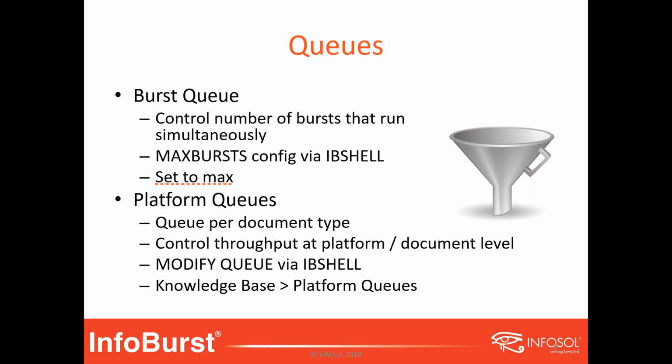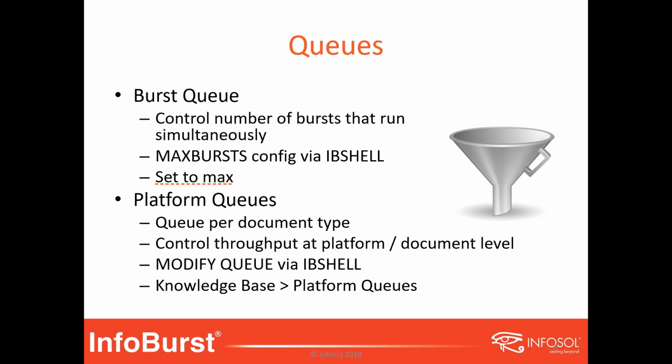You can configure this via the max bursts config option in either IBconfig or the IB shell. It was added to IBconfig, so that's a little bit easier than IB shell, but either way is fine. Since the more granular and impactful queue is at the platform level, we recommend simply setting the burst queue to the maximum of 999. That's not going to affect your throughput hardly at all. Basically, the throughput is controlled mostly at the document and platform level, so keep that in mind.